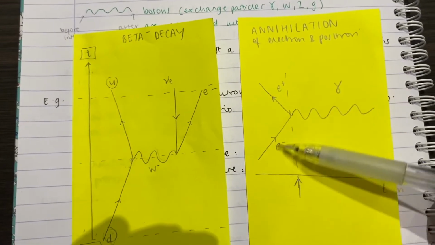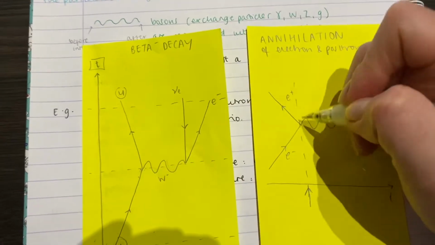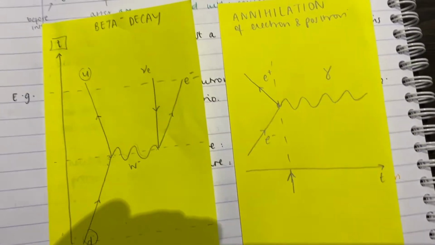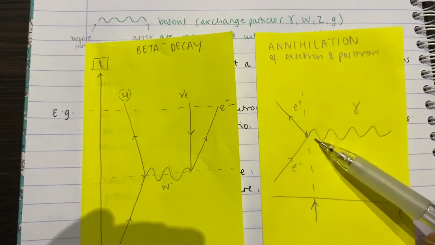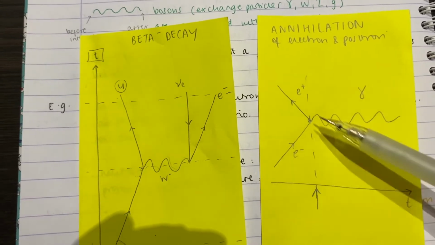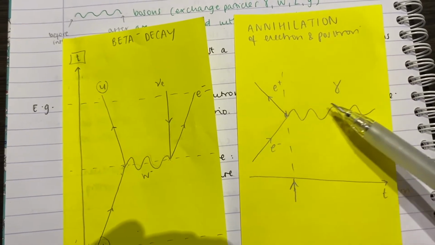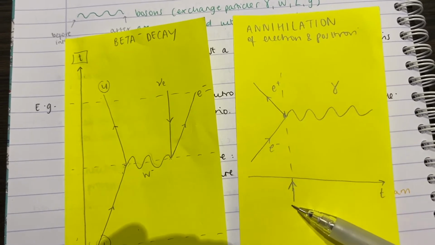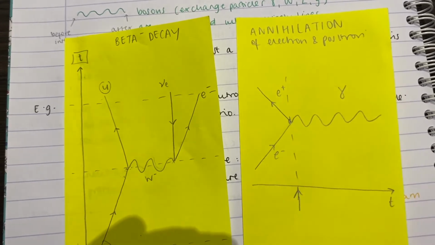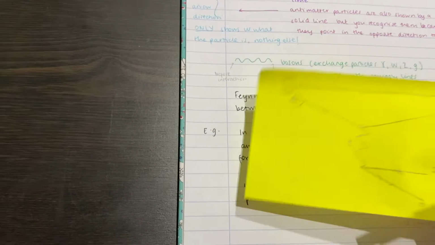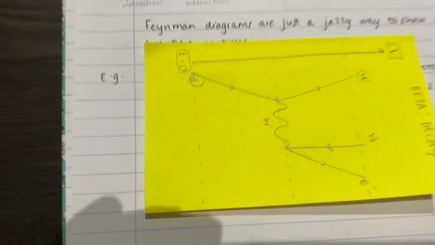So we're not really interested in before, we're only really interested in looking at where things meet, because that's where we have interactions. So we've got our electron and our positron meeting at this point in time, and then subsequently they no longer exist. There's no electron or positron after this point in time, and we just have the photon, and we've got annihilation.